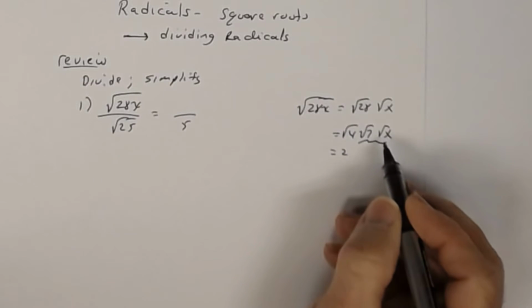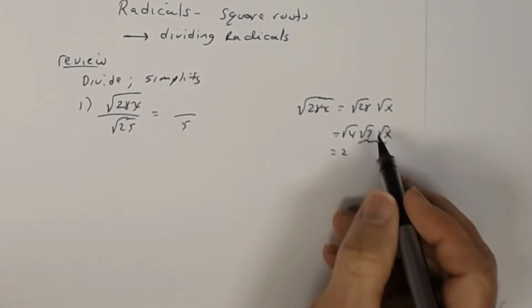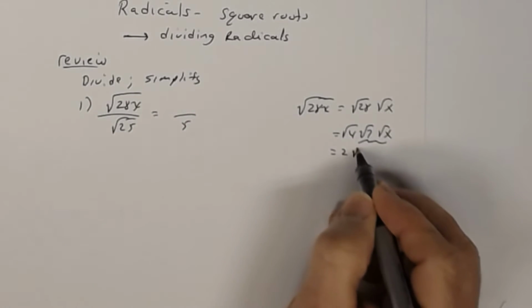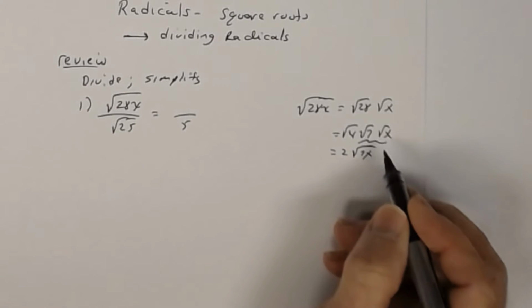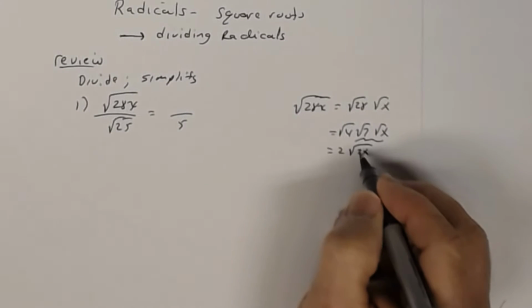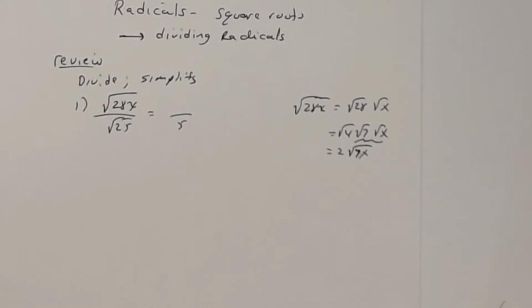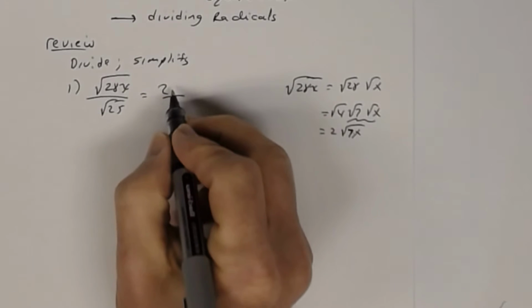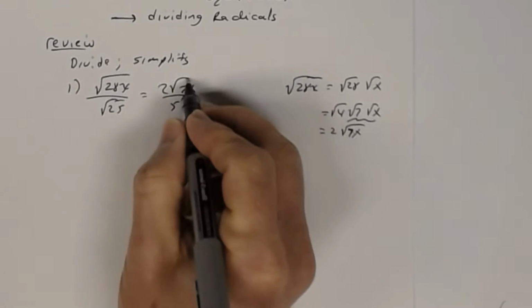But we need to rewrite this because according to the product rule, whenever the indices are the same, I can write it as one radical. So it'll be the square root of 7x, just multiplying the radicands together. So that's a 7 right here. And so the numerator then becomes 2 square root of 7x.